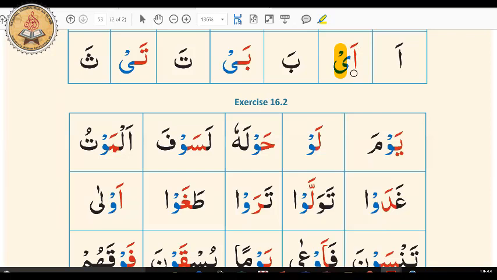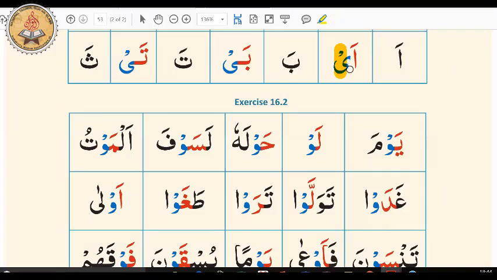Yeah. So therefore, this can't be a ya madd, because if it was a ya madd, then the stroke should have been at the bottom. It should have been a kasra, not a fatha. Okay? Does that make sense? Yeah. Okay. So we've established that this can't be a ya madd, therefore you can't make the sound of a long ee. Okay?